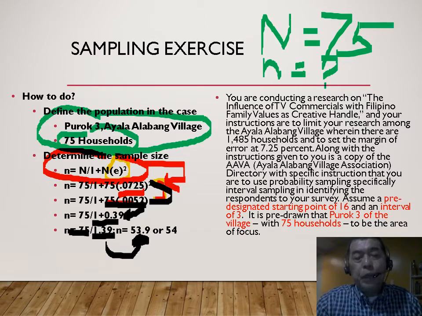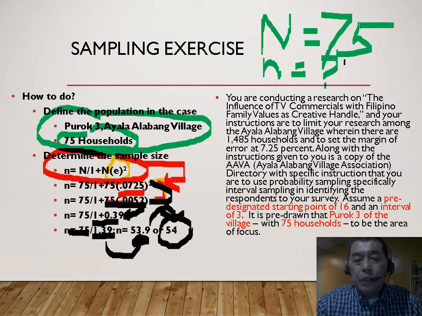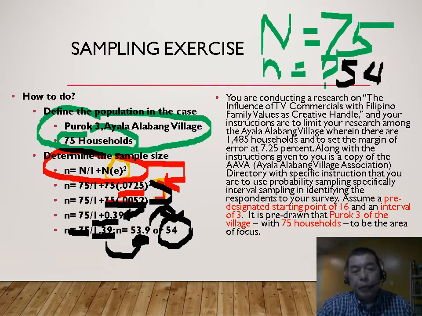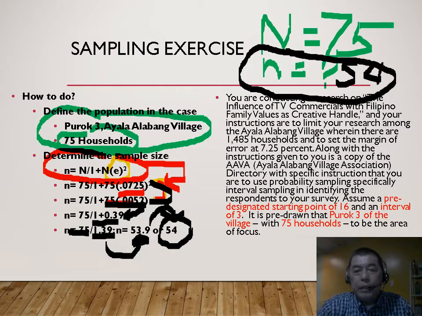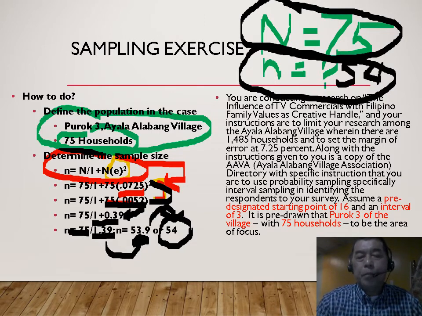And of course, you have to round it off to a whole number. So, it is 54. So, your n now is 54 with a margin of error set at 7.25%. Alright, so you now have your identified sample size based on the total population of households in Purok 3.